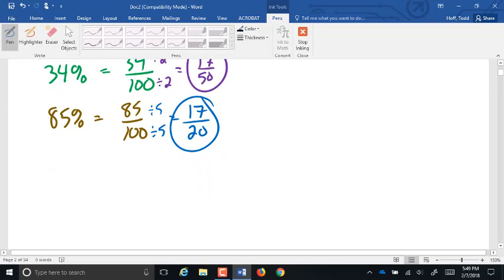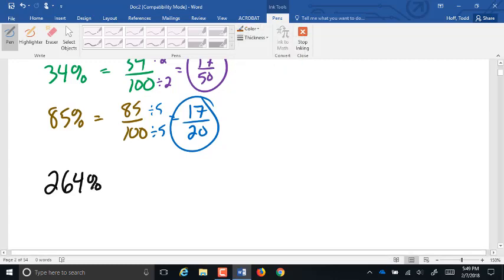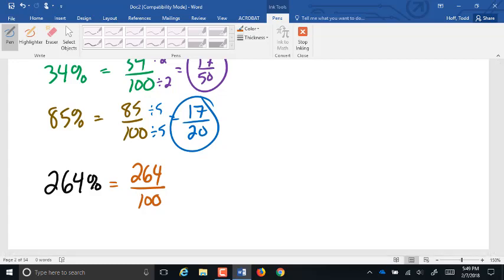We might run into something like 264%. A lot of people are tempted to do something different here, and I'll explain that in a second. But percent is a percent. It is always out of 100. 264% is 264 out of 100. Now, we can reduce that.